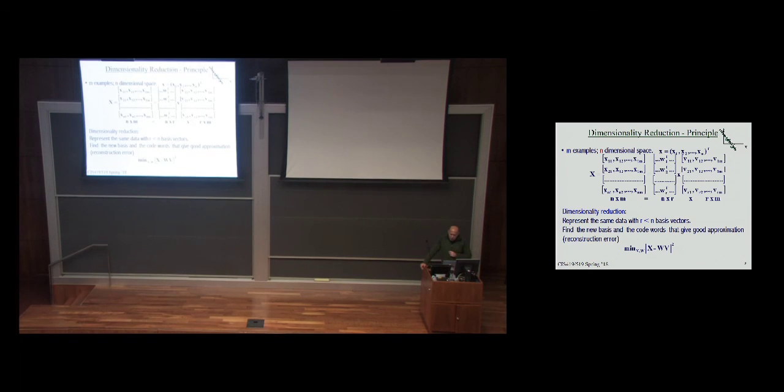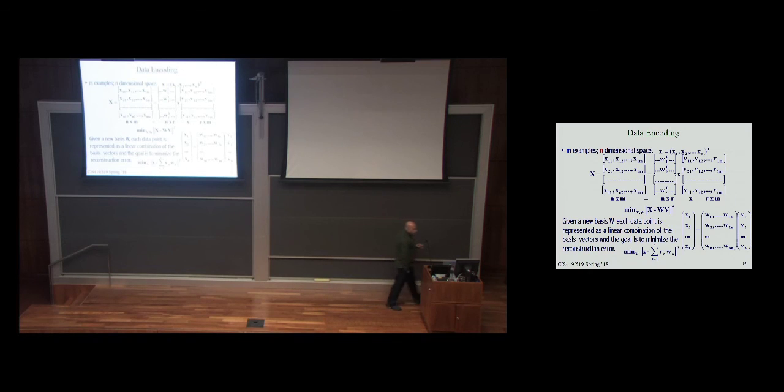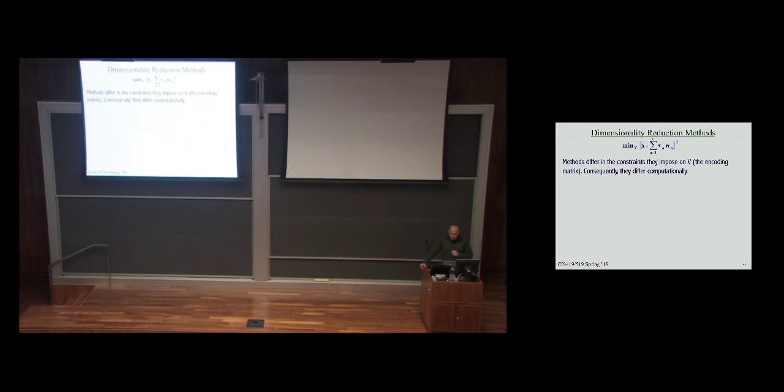And everything about dimensionality reduction has to do with how I want to measure this error, which is called reconstruction error, and what kind of transformations or truncation I want to allow for this matrix V. Do I just want to eliminate some of the rows, or do something more sophisticated? Either way, I'm going to get some approximation of x, and I'm going to ask how good it is. So it's all about data encoding. My goal is to minimize the distance between x and wv. And as I said, methods differ in what constraints they impose on this V matrix on the right.